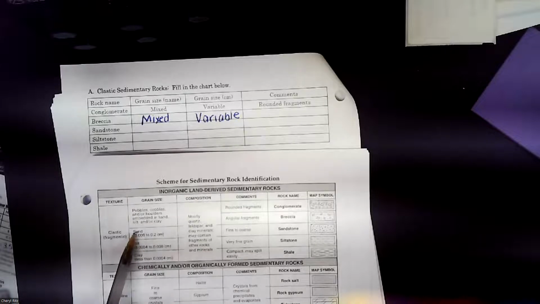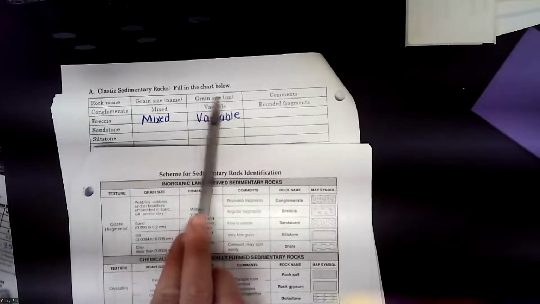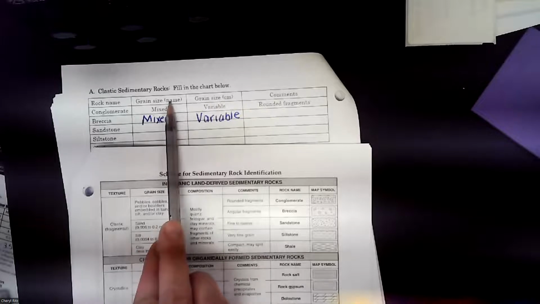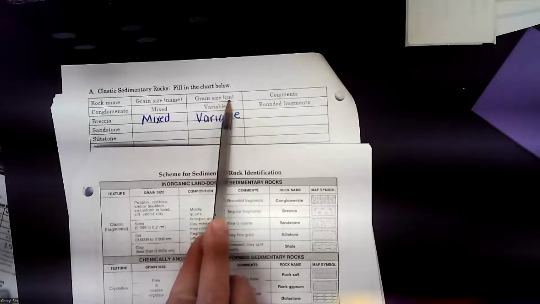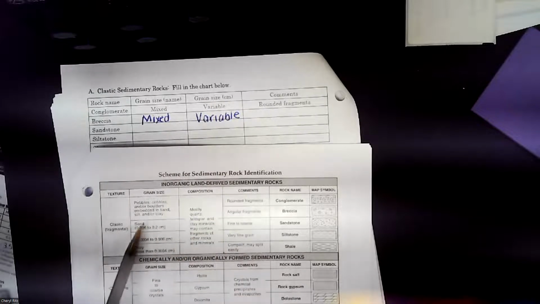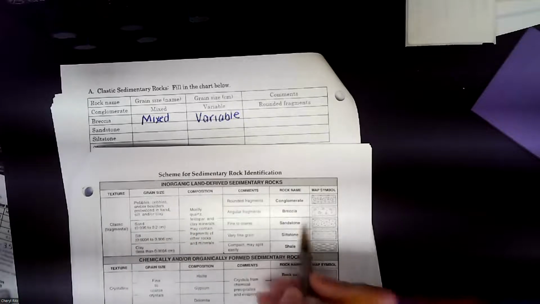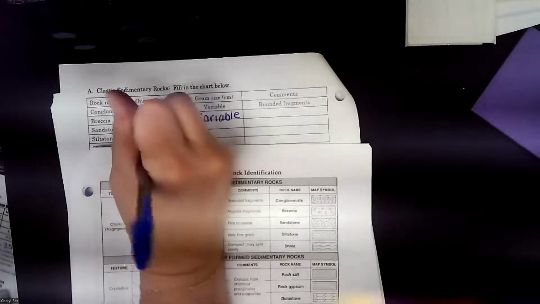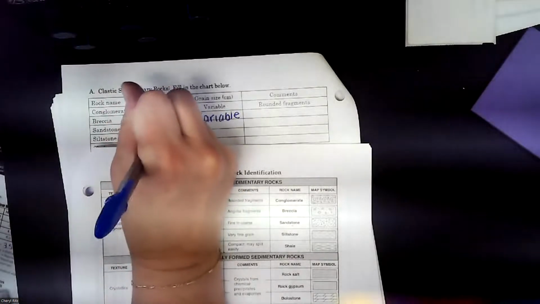I guess I got way ahead of myself. So when I want an actual grain size, this one's grain size name, this one's grain size centimeters. Everybody else has an actual number. So sandstone, let's do sandstone. Sandstone, the name of the sediment it's made out of is sand.